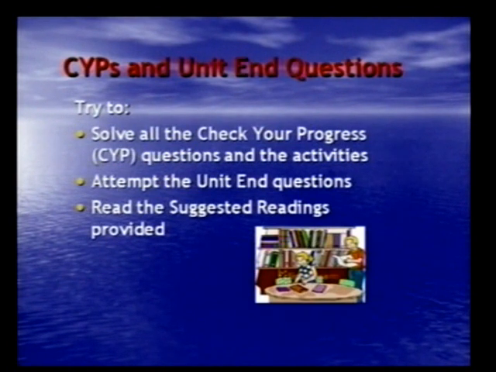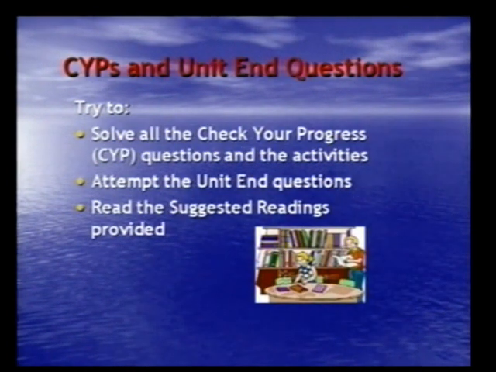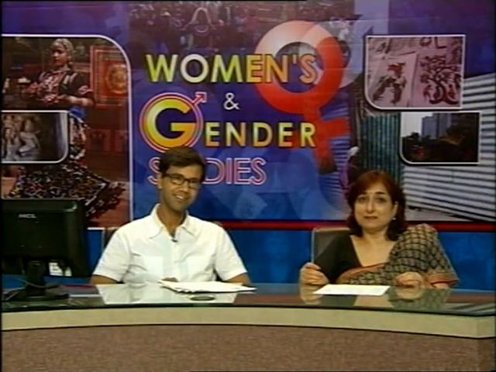And also all the units end with some unit end questions. Do attempt these, because these will be a sort of practice for you in terms of how to write good essays in the examinations. The suggested readings which are provided at the end of the units will also be very helpful in adding to your knowledge of this course material.